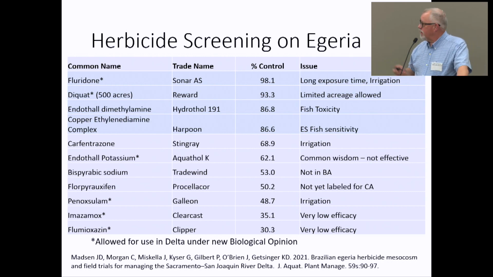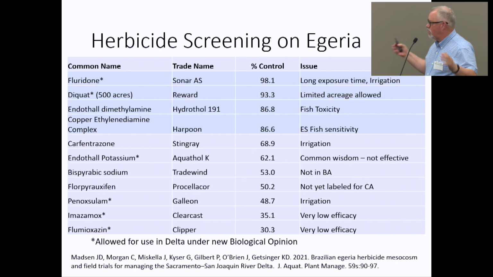I did a trial when I first came. We used 11 active ingredients or formulations that would most likely be used on submerged plants, 11 out of the 16, even if they couldn't be used in this situation or in the delta. And notice that the top 4 there had better than 80% control in this scenario.